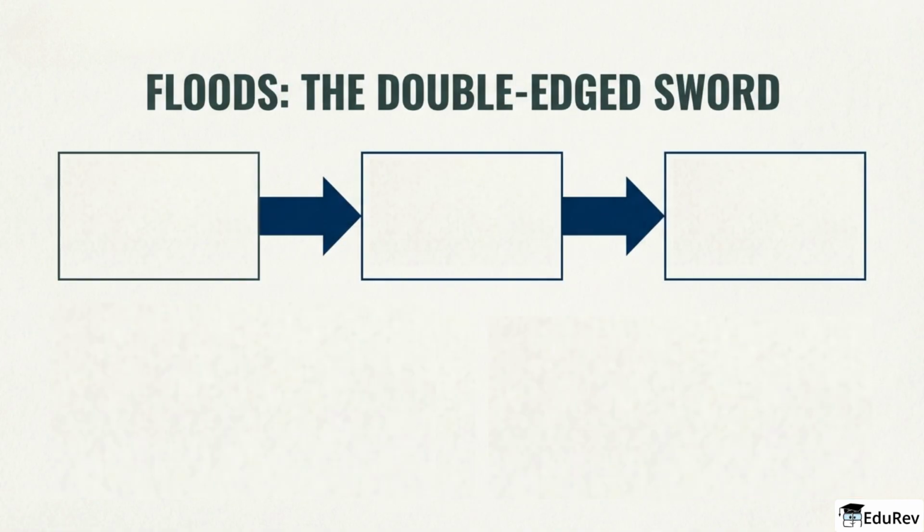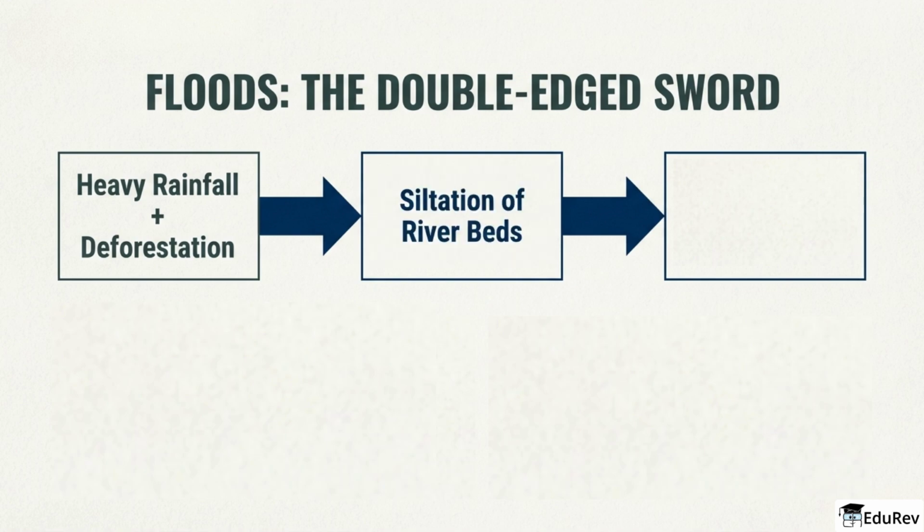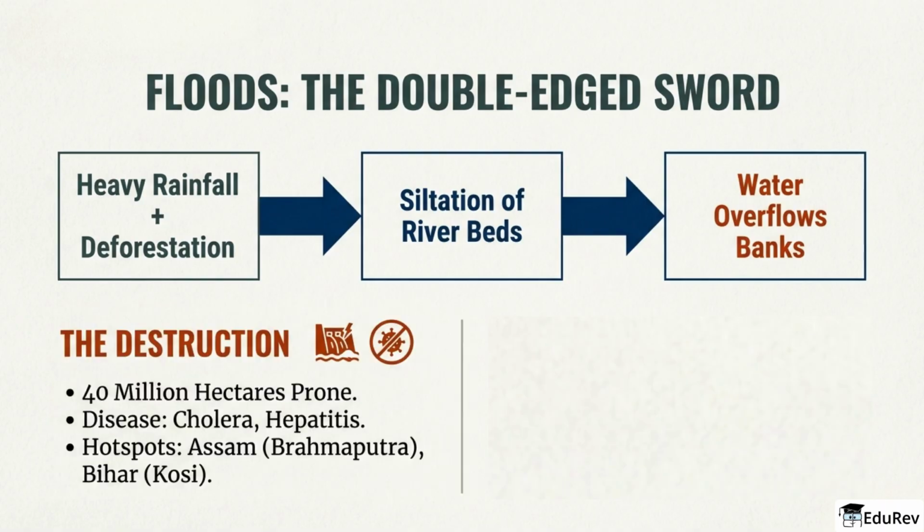Now floods. And notice the flow given here is exam useful because it shows causation. Heavy rainfall plus deforestation leads to siltation of riverbeds and then water overflows banks. Now the impacts are split cleanly. The destruction side. 40 million hectares are prone, diseases like cholera and hepatitis rise, and hotspots include Assam in the Brahmaputra basin and Bihar in the Kosi basin.